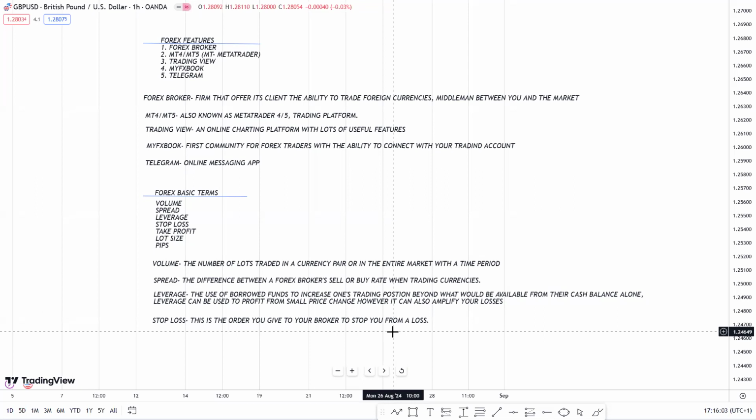So as the name implies, stop loss is the order you give to your broker to stop you from a loss. Stop loss is used to stop you out of a trade. It can be used to help you determine how much you want to risk in a trade, which we then come to lot size. Lot size is very important too. So we're talking about lot size. And stop loss is a very good management order that helps you from acquiring too much loss in the market.